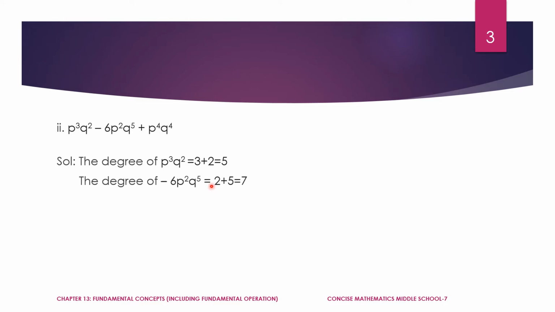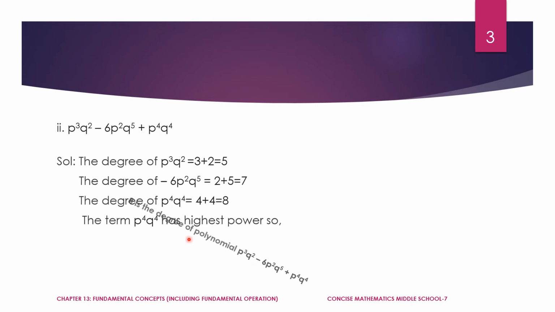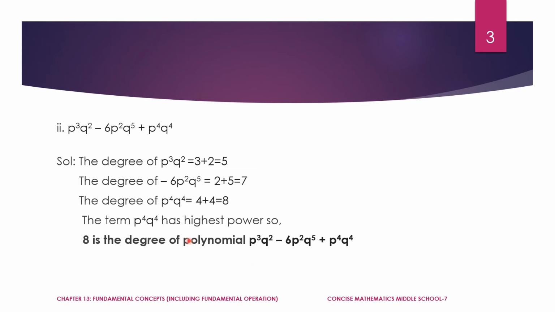Now let's consider the second term, minus 6p square q to the power of 5. The sum of the exponents of p and q is 2 plus 5, that is 7. Let's consider the third term. Similarly, find the degree for the third term, that is 4 plus 4, it becomes 8. Among these 5, 7 and 8, 8 is the highest, for the term p to the power of 4 q to the power of 4, right? So 8 is considered as the degree of the polynomial.